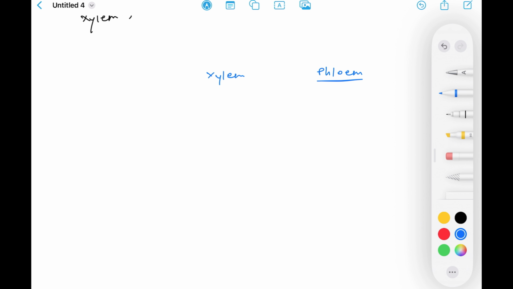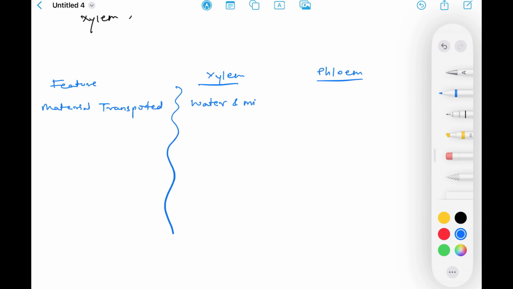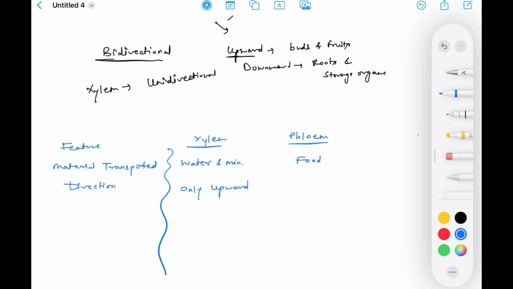Now let's see the key differences between xylem and phloem. Okay, xylem transports water and minerals and phloem transports food. Second, based on direction, xylem travels only upward, that is a unidirectional movement. Phloem has both upward and downward movement.